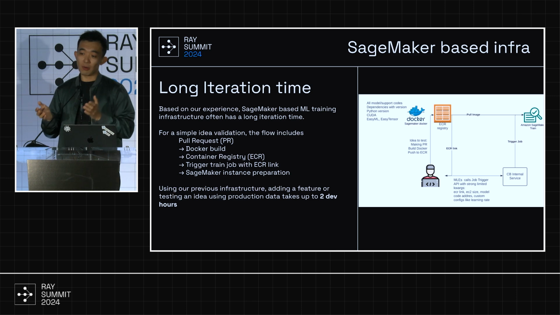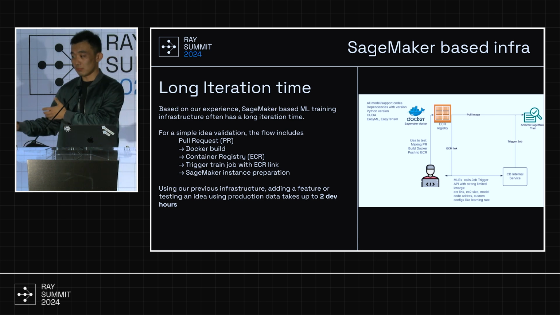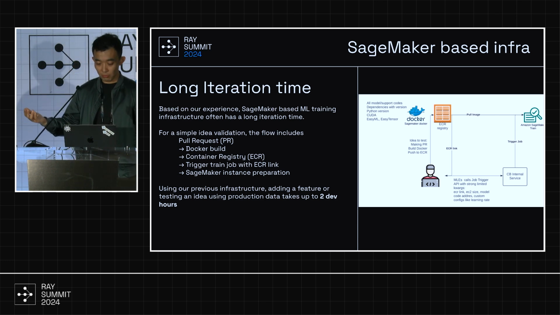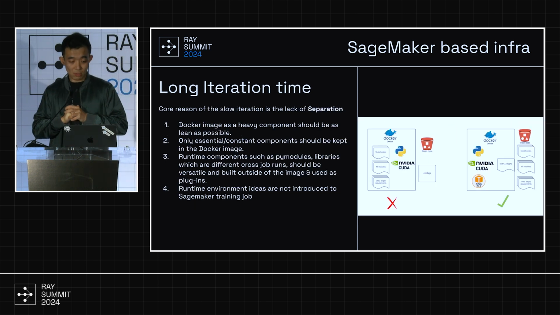Sometimes people just think, okay, maybe I'll just work on the feature instead of the model, because who knows if my PR will work or not. And if I do it 3 or 4 times, that's a whole day that has passed, right? So why is the iteration time so long?